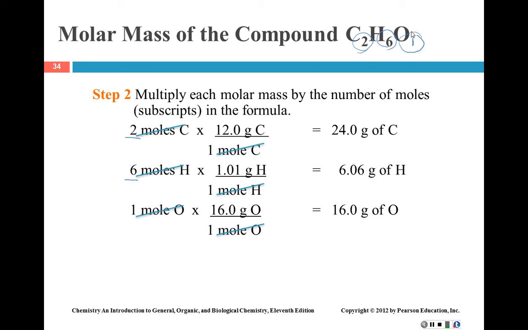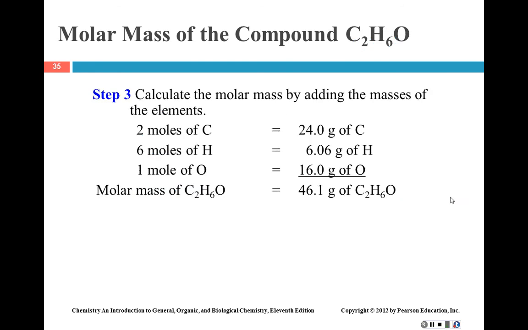And so 2 times 12 is 24. 6 times 1.01 is 6.06, and 1 times 16 is 16. Now I add all of those up, and the molar mass of C₂H₆O is 46.1 grams of C₂H₆O. So the molar mass of this molecule is 46.1 grams, which is the sum of all of the molar masses.